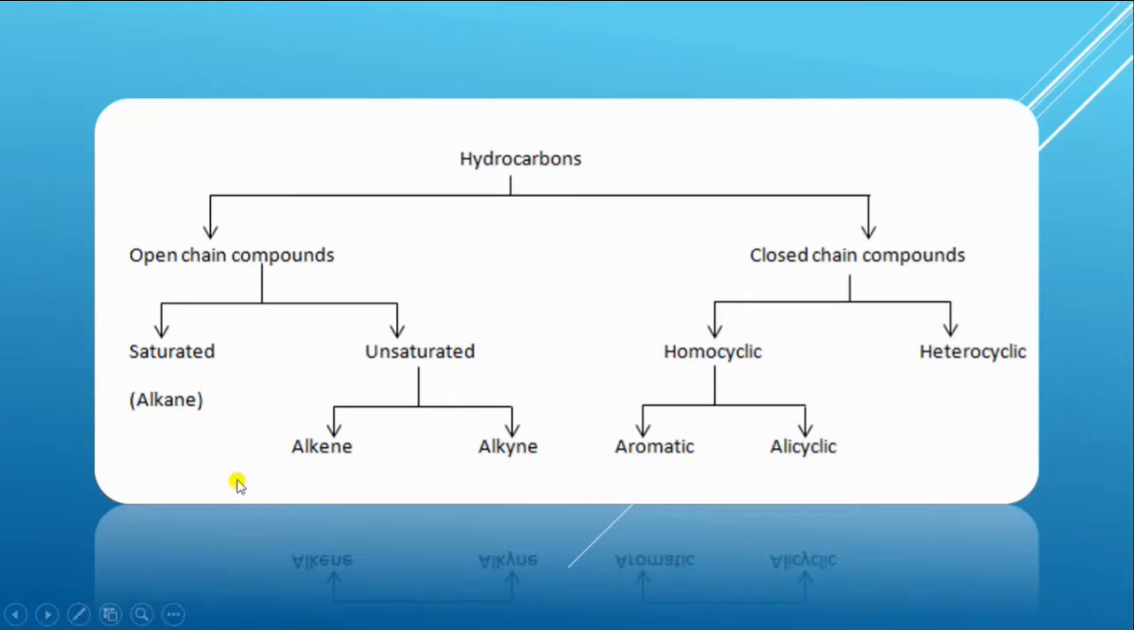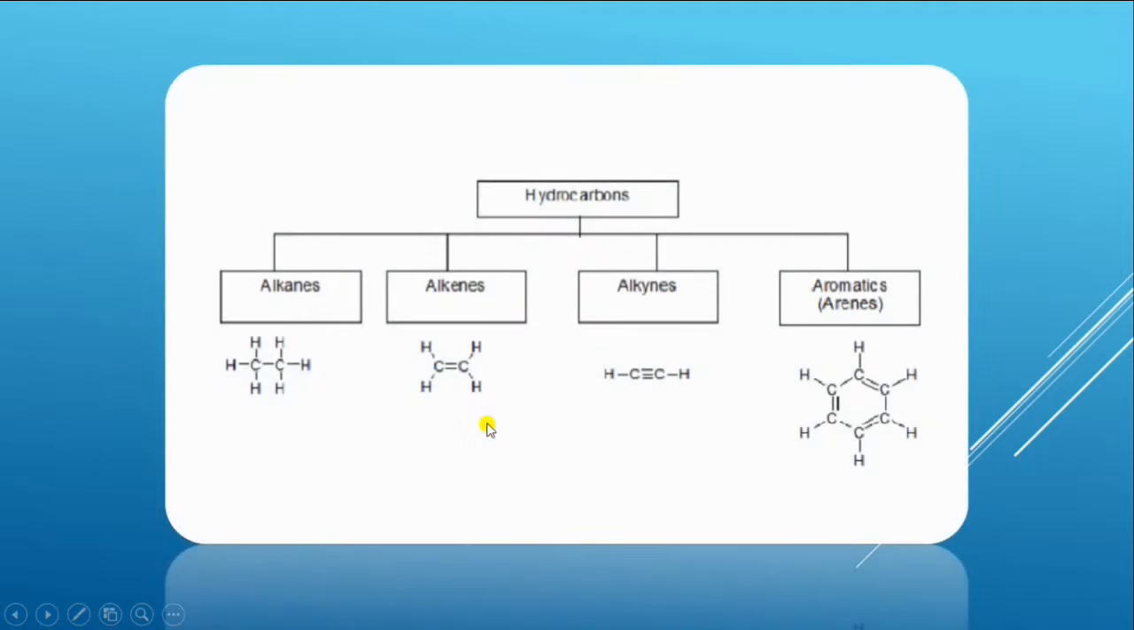Hydrocarbon is mainly two types: open chain compounds and closed chain compounds. Open chain compounds are two types: saturated and unsaturated. Saturated is only one type, that is alkane, and unsaturated compounds are mainly two types: one is alkene, another is alkyne. Then here I am explaining about alkane, alkene and alkynes.